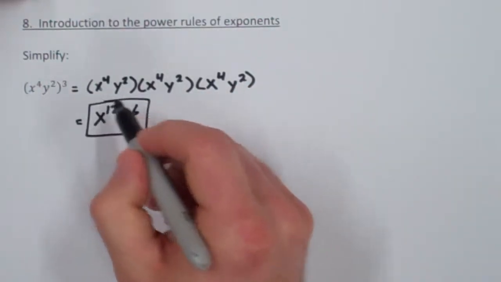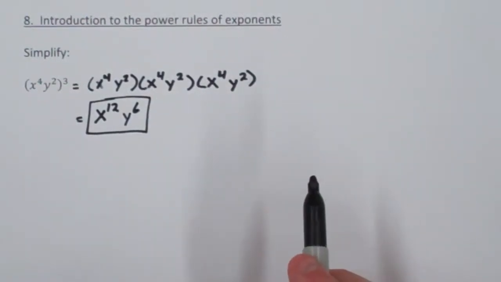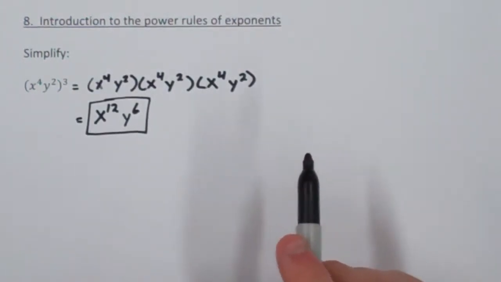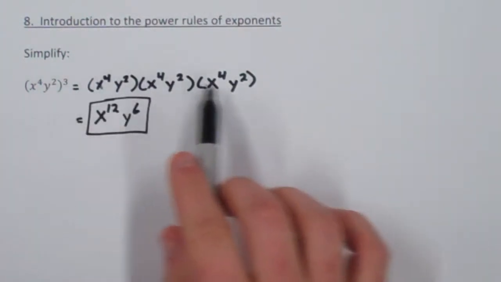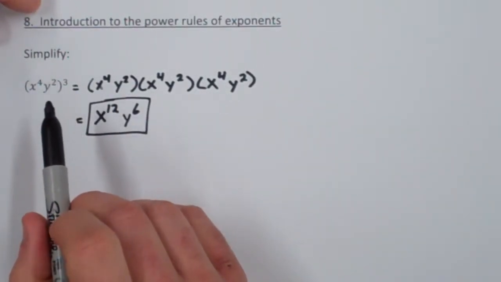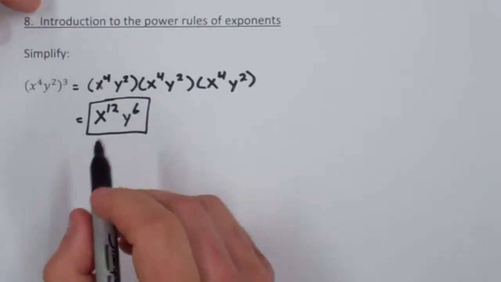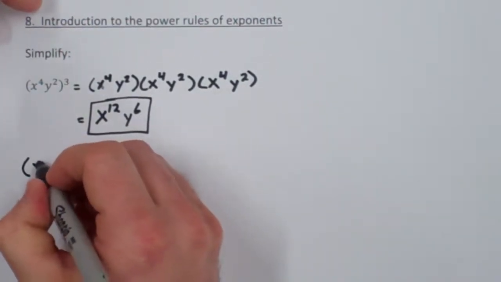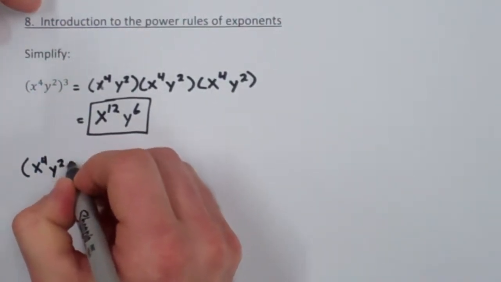So you might be asking yourself, well, that's nice, but could we do this a little bit easier without having to write this whole thing out? And the answer to that is yes. And one of the rules with a power of a power is, if we look on this left-hand side, I'll go ahead and write the problem down just one more time here.